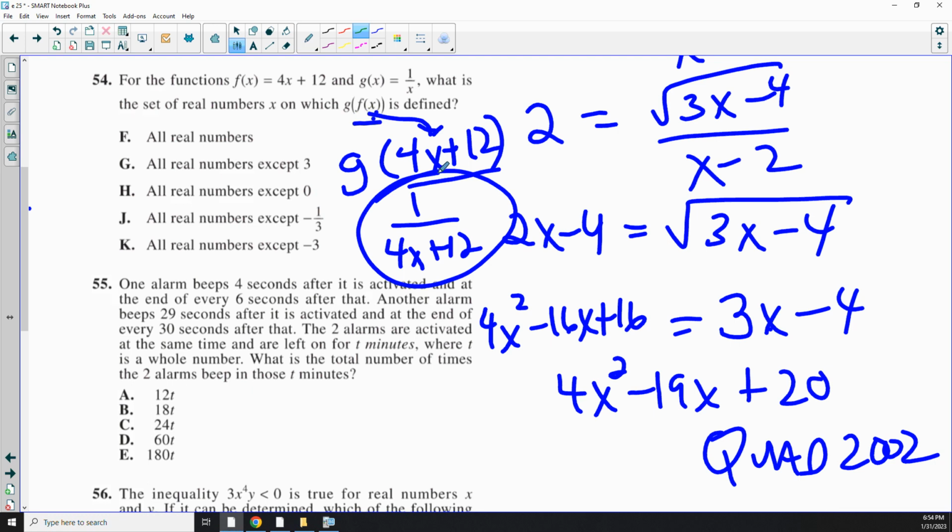So please set the 4x plus 12 equal to 0 and solve. So that would be x is negative 12 over 4. x cannot be negative 3. That is the answer.